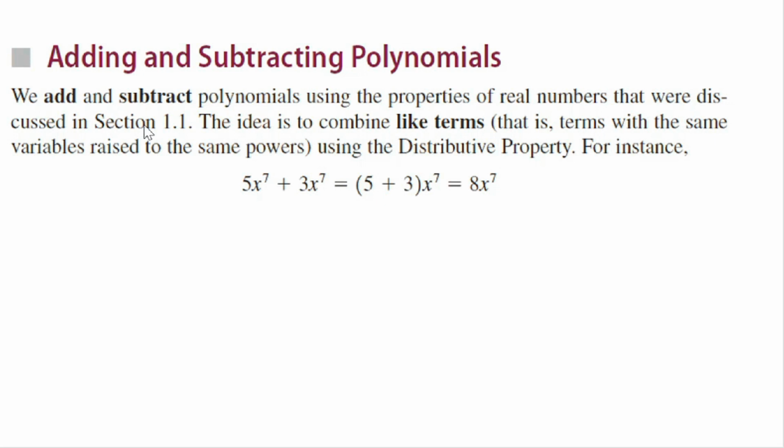For instance, we have 5x raised to 7 plus 3x raised to 7. As you can see, the variable x has an exponent of 7, and the other one also is x raised to 7. Now in that case, we can add their coefficients. Adding the coefficients, we have 5 plus 3 of x raised to 7 is equal to 8x raised to 7. To make it short, you can omit this step and write the answer right away: 8x raised to 7.